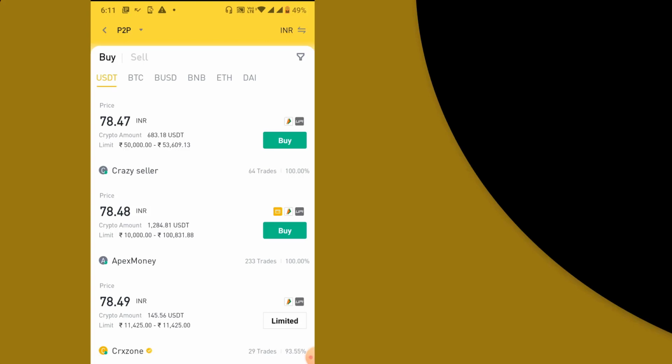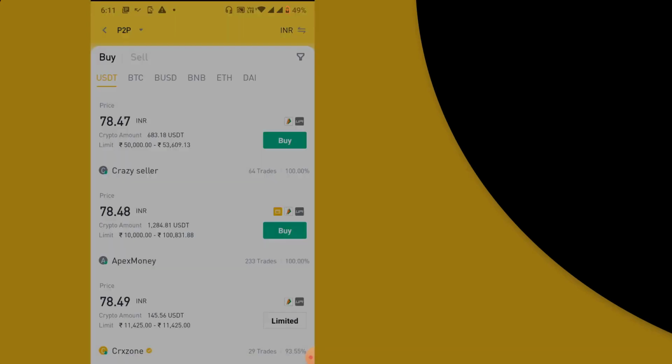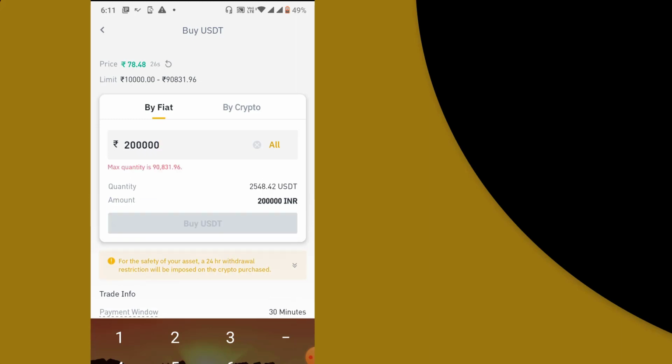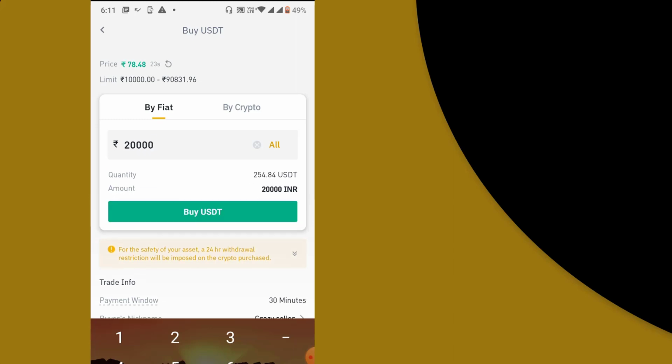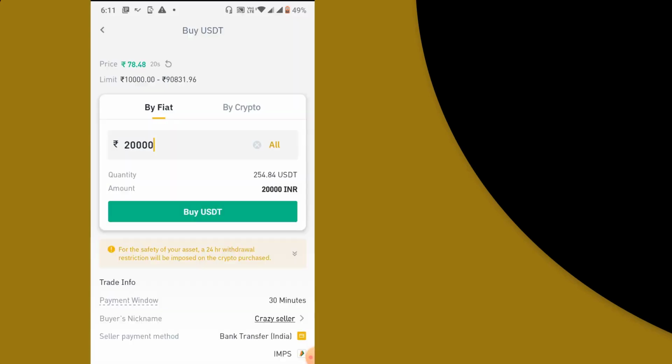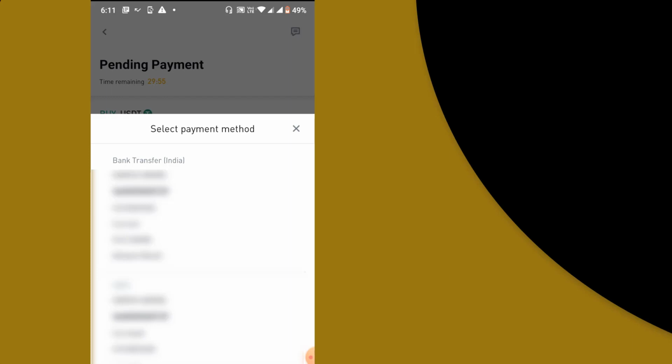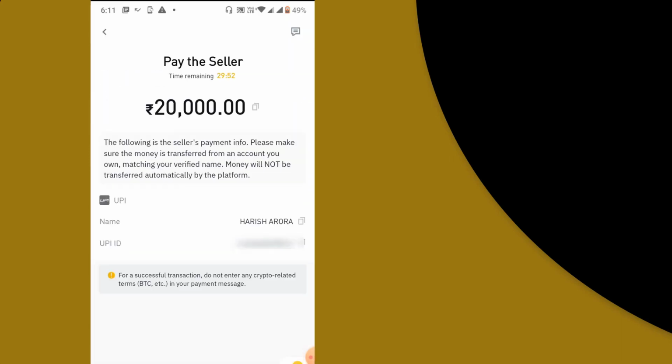I'm going to select UPI and request 20,000 of cryptocurrency. So I'm going to place the trade. I'm going to place 20,000, and click buy USDT. So same again, I'm going to select the payment method, UPI. I'm going to click on the UPI and copy the UPI ID. So now I'm going to make the payment to him.